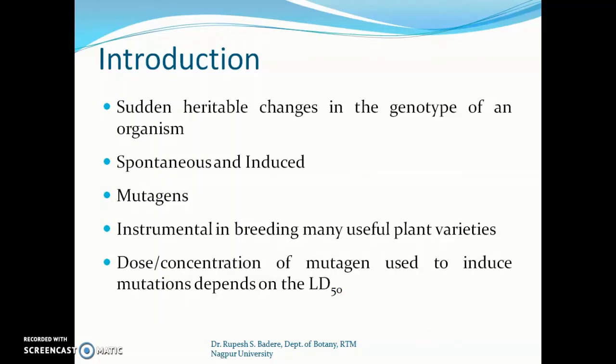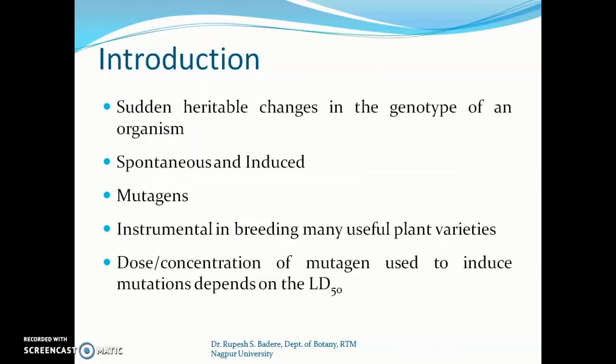Induced mutations are those which are induced by human intervention according to the human wish. The rest of the other mutations you can group under spontaneous mutations. For inducing mutations, various chemical and physical agents are used. Those are called mutagens, and these mutagens have been immensely useful in breeding plant varieties of various types.